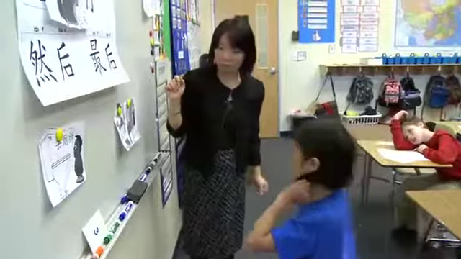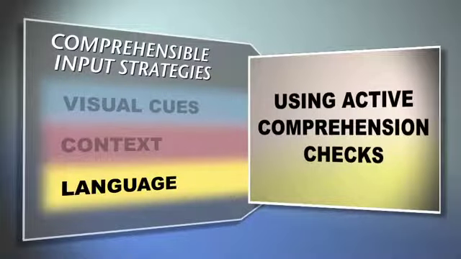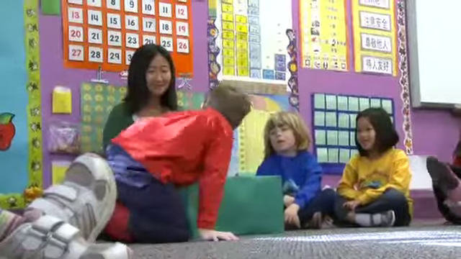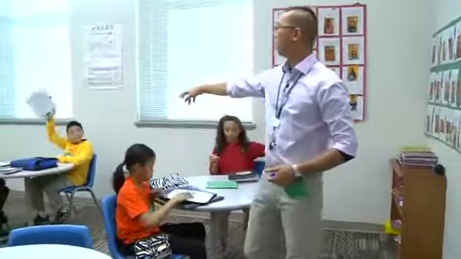You'll always want to make sure that your students understand what you're saying, so you need to use active comprehension checks. And the key word here is active. Don't just ask students if they understand, because even if they don't understand, many students will probably say yes anyway. You'll want to have students actively demonstrate that they understand what you're saying.